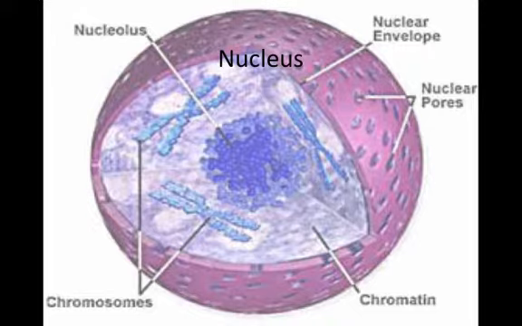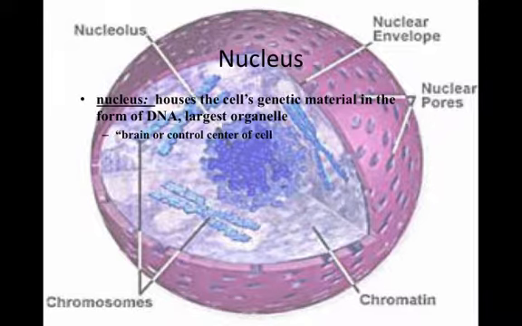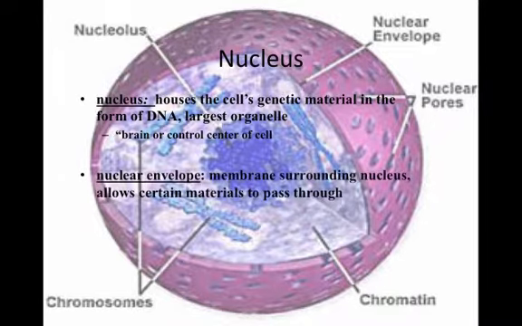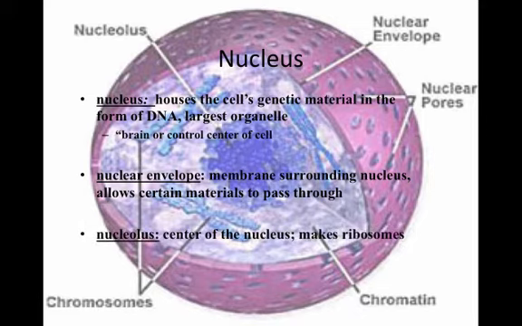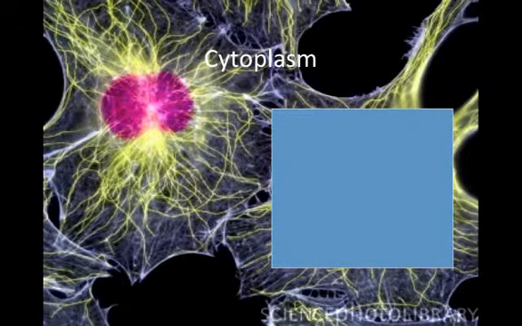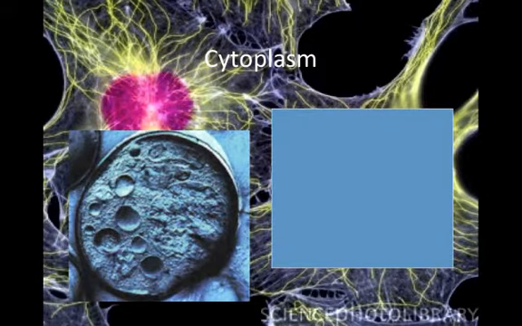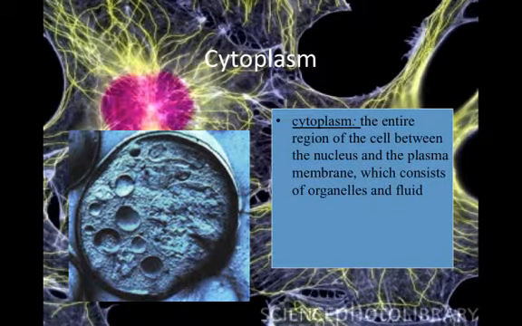The nuclear envelope is the membrane surrounding the nucleus. It has pores in it which allow the movement of molecules through nuclear pores. The nucleolus is a dark spot on the nucleus, and it is where ribosomes are made. The cytoplasm is the entire region of the cell between the nucleus and the plasma membrane, or the cell membrane. It is where the organelles are suspended, and it basically has the consistency of a watery gel.